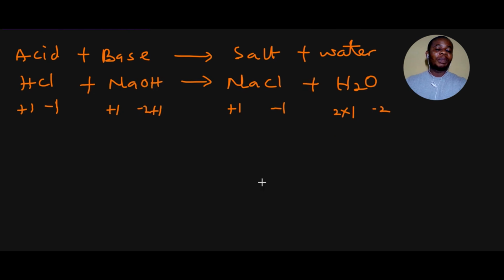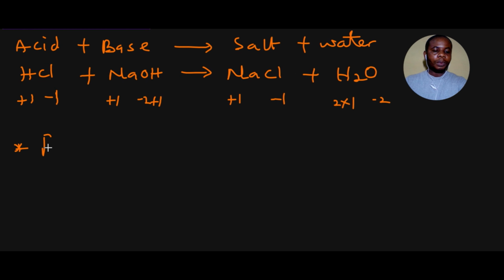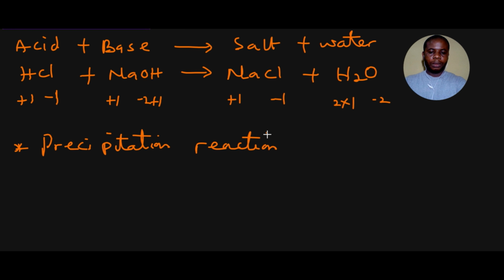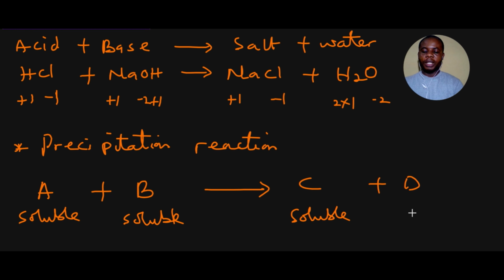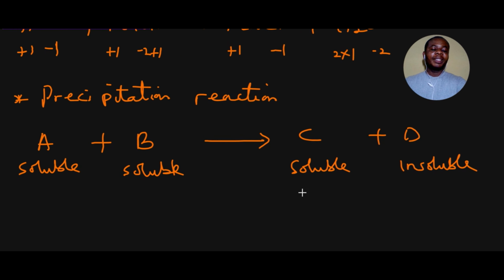So another one is precipitation reaction. In precipitation, the first reactant is soluble. The second reactant is also soluble. Then the products you have C plus D. One of them will be soluble, and then the other will be insoluble. So depending on how you write that. So let's take for example.